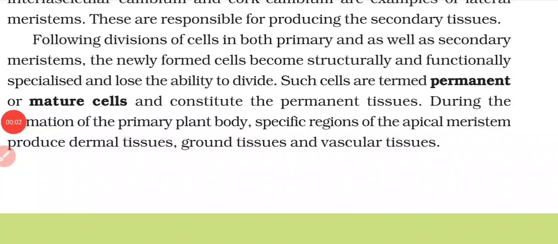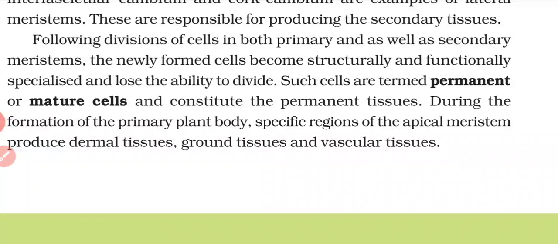Now, whenever the primary and secondary meristems are dividing, after some time they will produce new cells. The cells which lose the capacity to divide are known as permanent or mature cells, and they will form the permanent tissues.